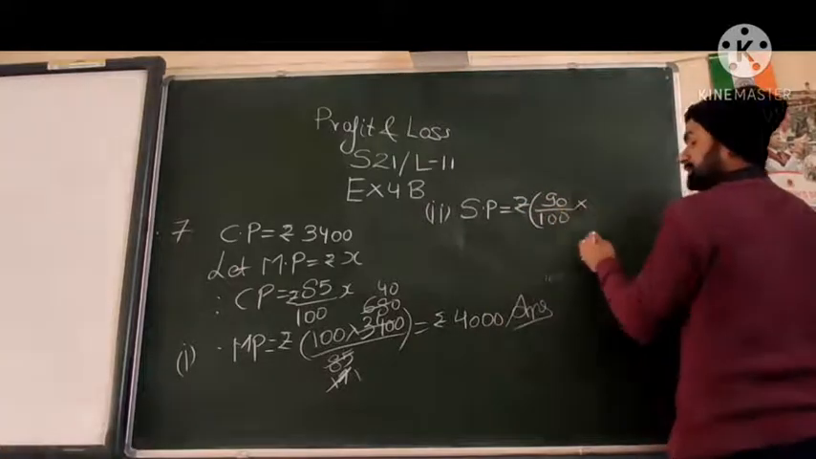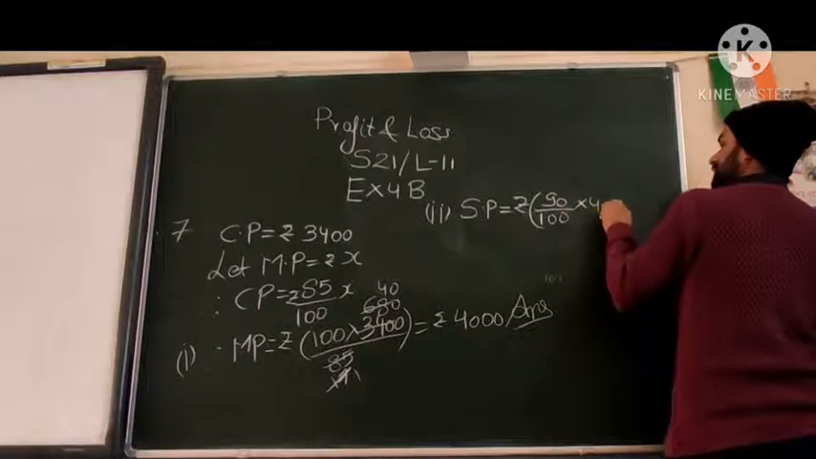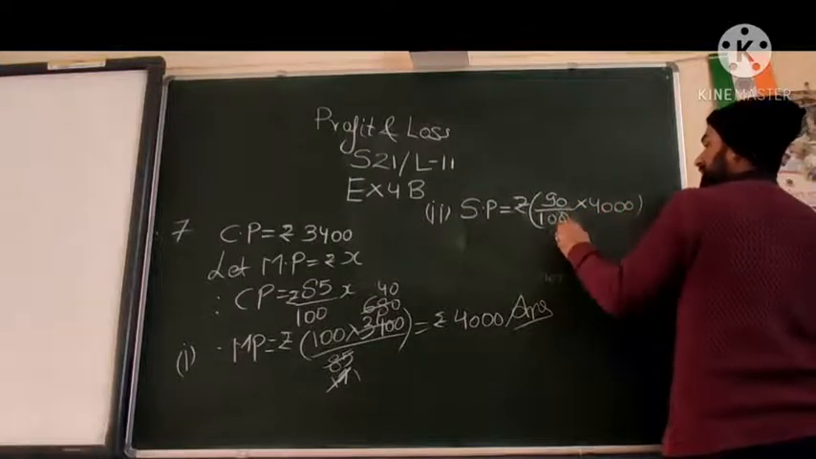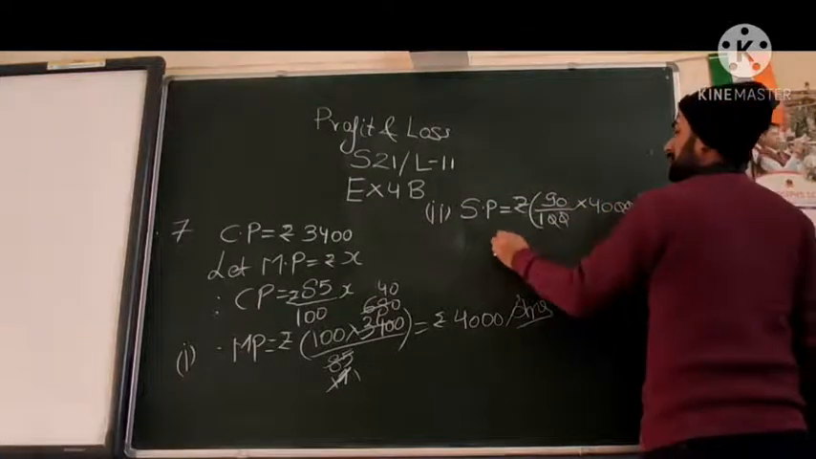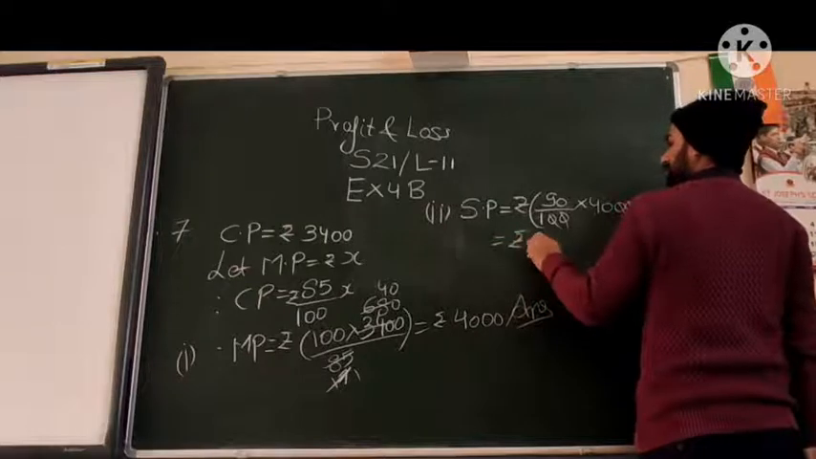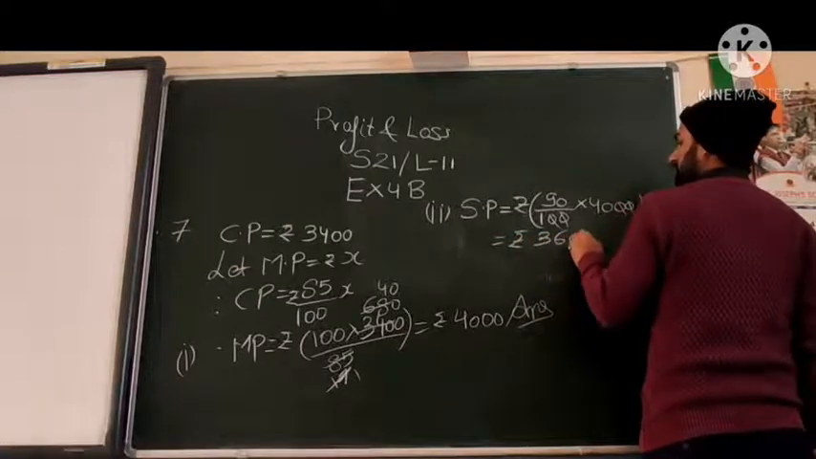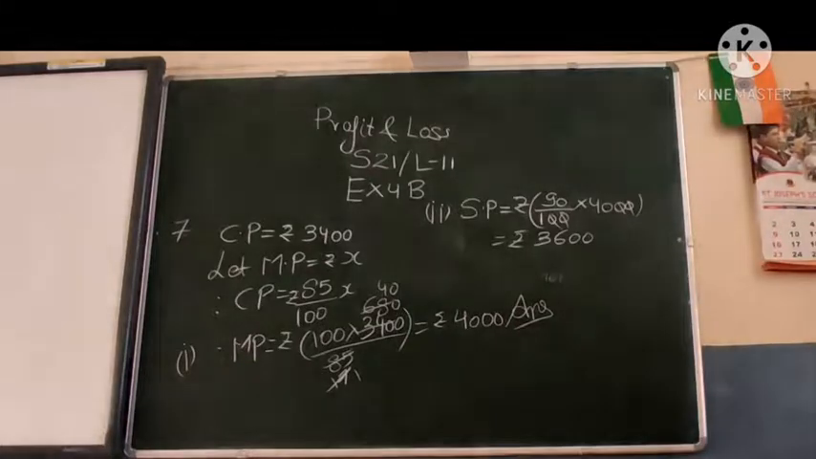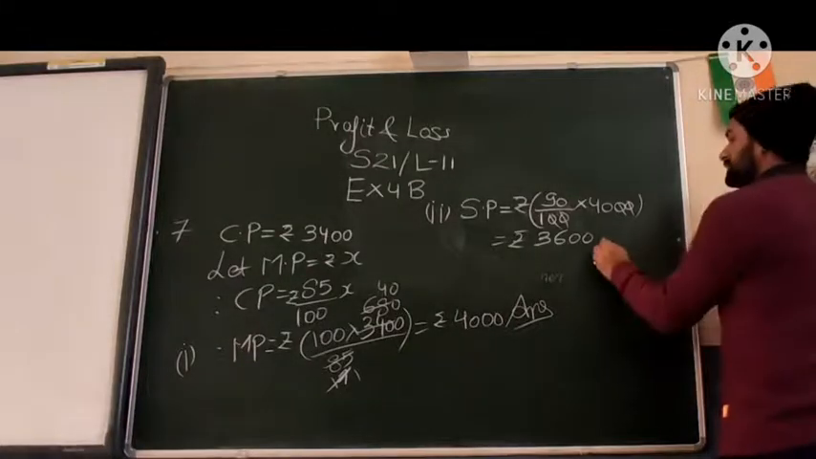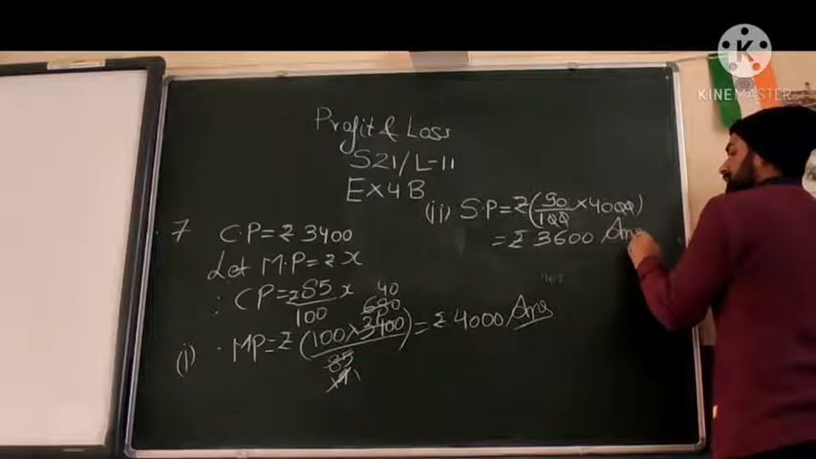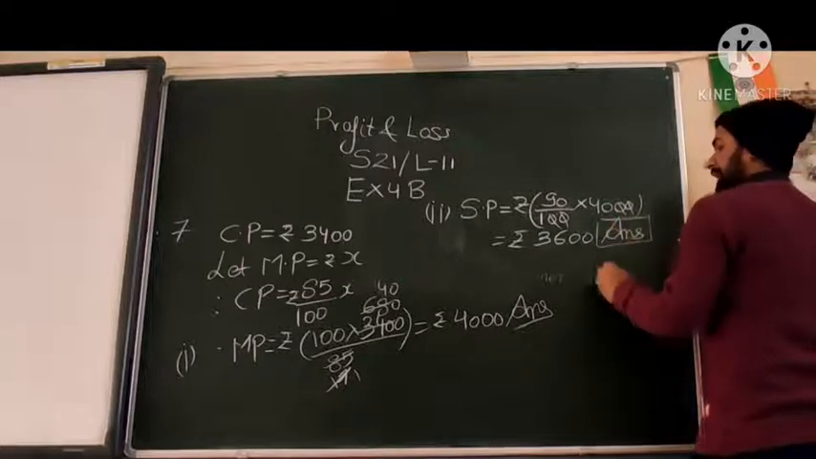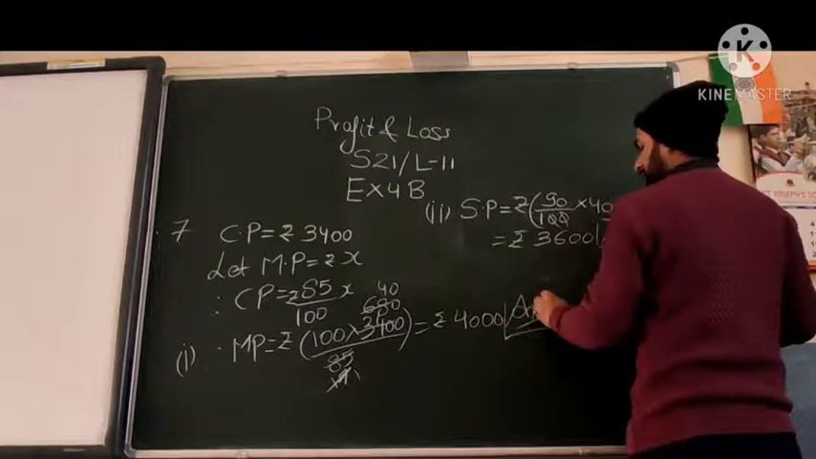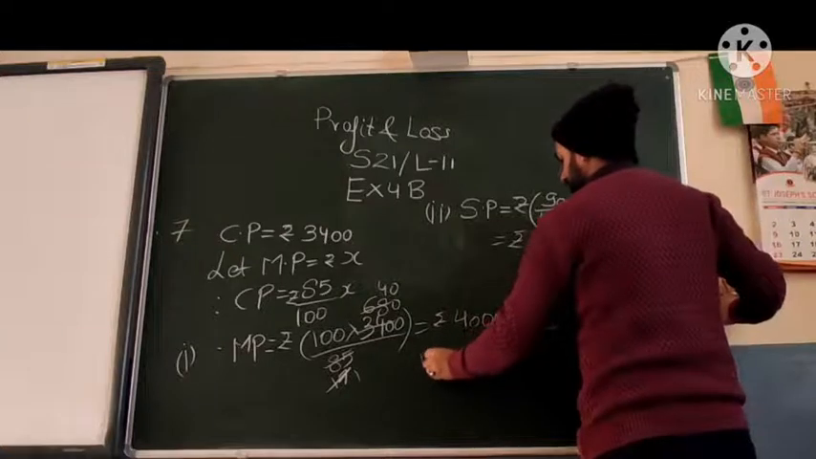What is the market price? 4,000. Cancel the 2 zeros here and 2 zeros here. So 9 4 is 36 and 2 more zeros. So rupees 3600, 3,600 only is the selling price. And please stand by the answer that you have given. Otherwise, don't say sir, I have given up 1 0.